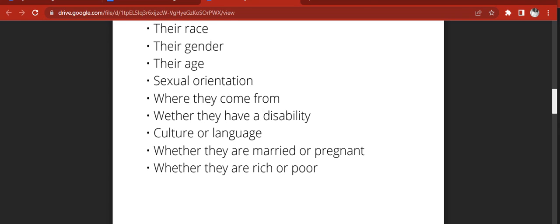And then whether they have a disability. So people discriminate against people who have disabilities, people who are differently abled. So you hear someone saying, why is someone with ADHD looking for a partner, or looking for a boyfriend or girlfriend? But they're human. So people should not be looked down on or discriminated against just because they are differently abled.